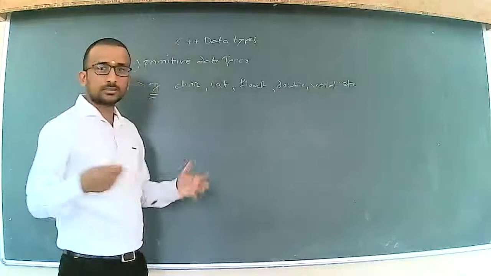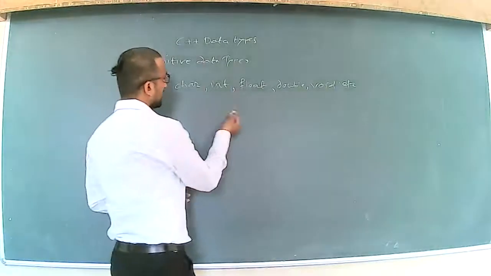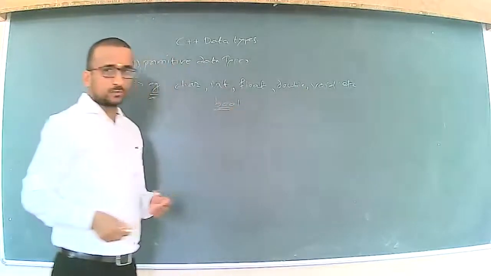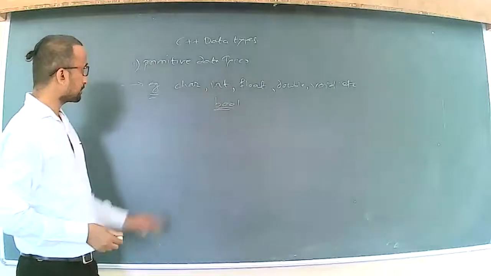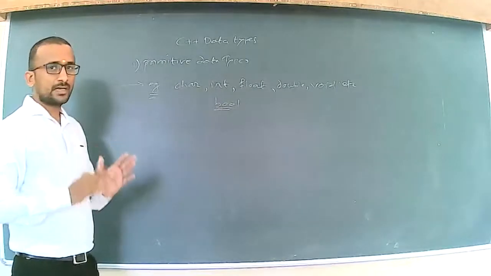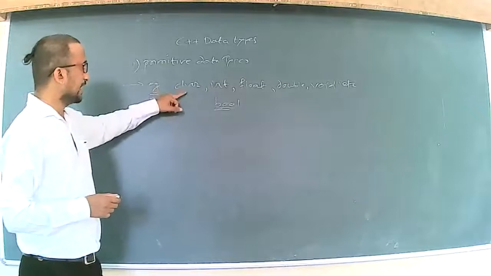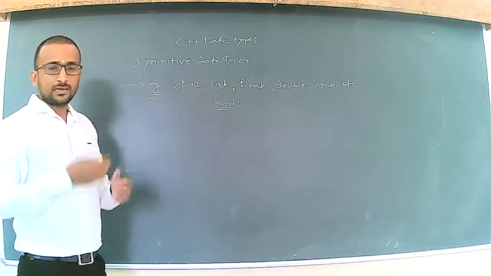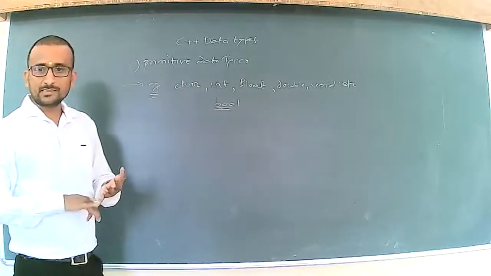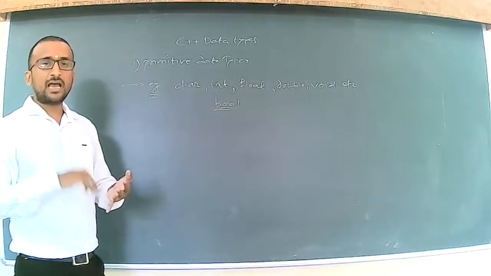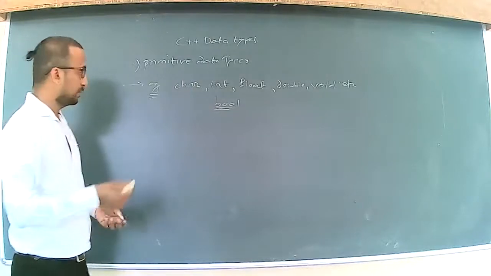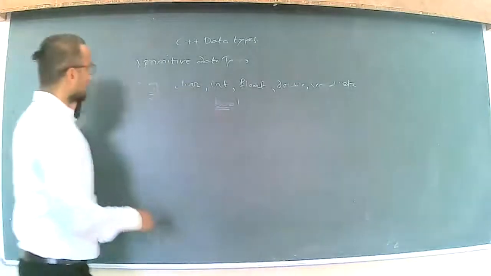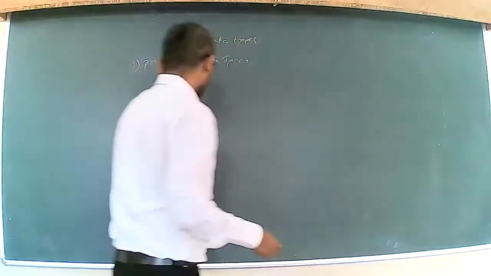We also have some more primitive data types, such as boolean. You can also use this boolean data type, bool. In today's lecture, we are going to discuss every primitive data type with respect to its size, its meaning, and its syntax, all in detail.